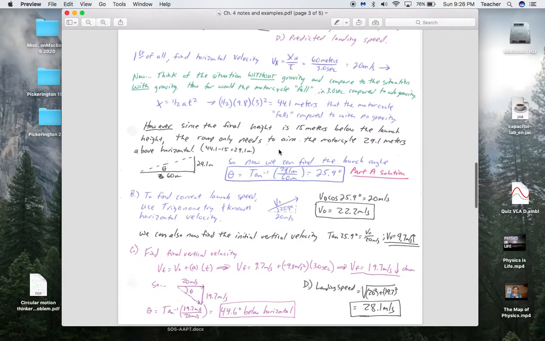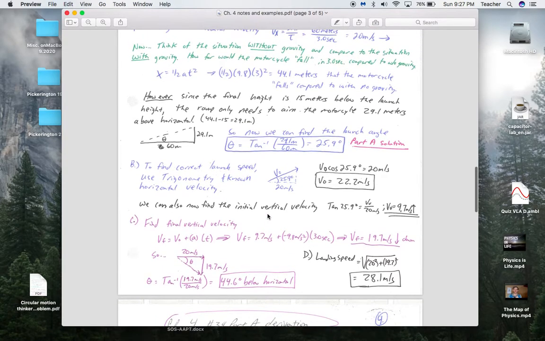To find the correct launch speed, well, I know the angle now. I knew my horizontal velocity was 20 meters per second, and I can go back and figure out my overall resultant velocity. I could do the cosine of 25.9 degrees equals 20 over V0. And to rearrange that, I get 22.2 meters per second. So now I've solved for part B. We could also find the initial vertical velocity by using the other side of this, either tangent or Pythagorean theorem or whatnot. And it says that its initial upward speed is 9.7 meters per second.